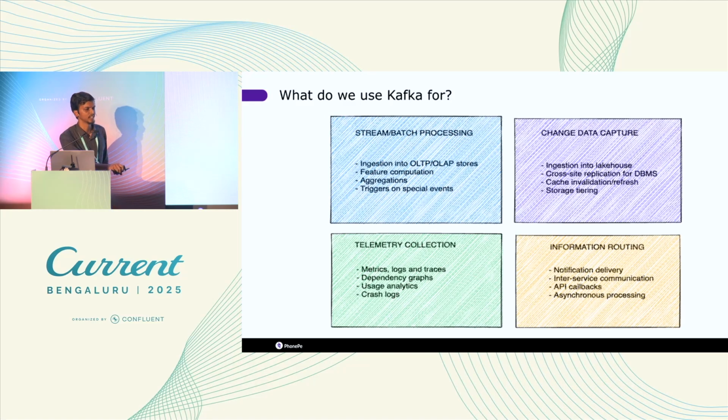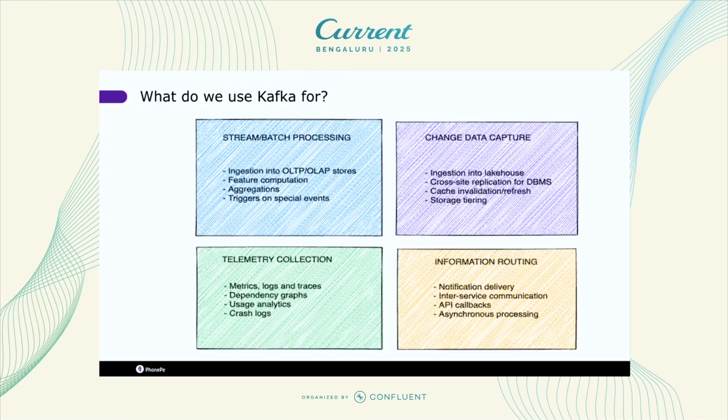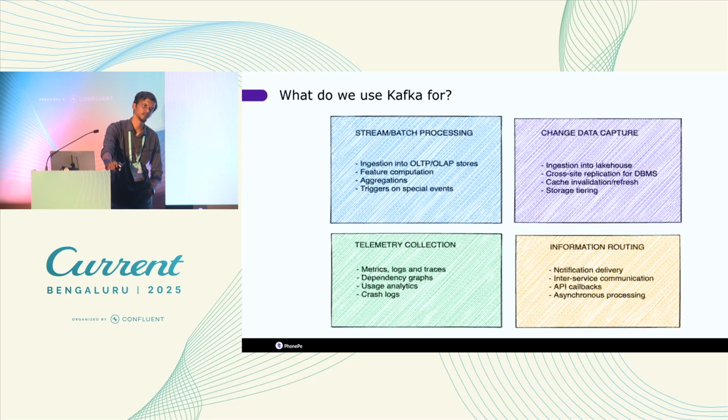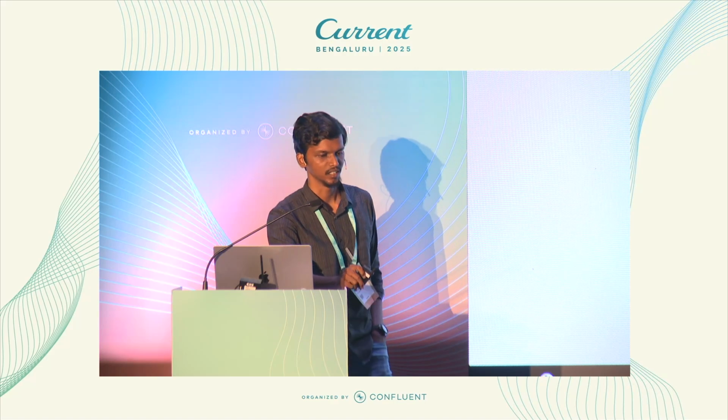So why do we use Kafka? There are a lot of different use cases for which we use Kafka, because Kafka is ubiquitous and used everywhere, and finds applications in a lot of streaming and batch processing pipelines. Change data capture is another category, where you have to copy data from different databases to achieve disaster recovery for different OLTP and OLAP databases as well. Telemetry collection is a popular use case: you have to collect metrics, logs, and traces from microservices, process them, and then index them into the TSDB. Then there are a lot of information routing use cases as well, for asynchronous processing, giving callbacks, and notification delivery.